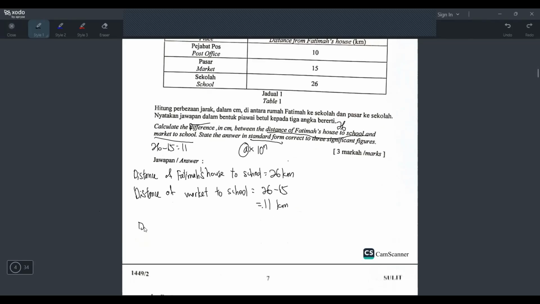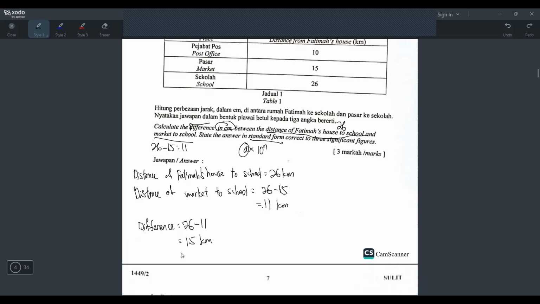Okay, now let's find the difference. The difference will be big minus small. Of course you can't take 11 minus 26. It must be 26 minus 11, so you will get 15. Right? Yes. After you get 15, this is in kilometers. What do they want? They want the answer in standard form. State the answer in standard form correct to 3. Oh, they want to calculate the difference in cm. Okay, I get it now.